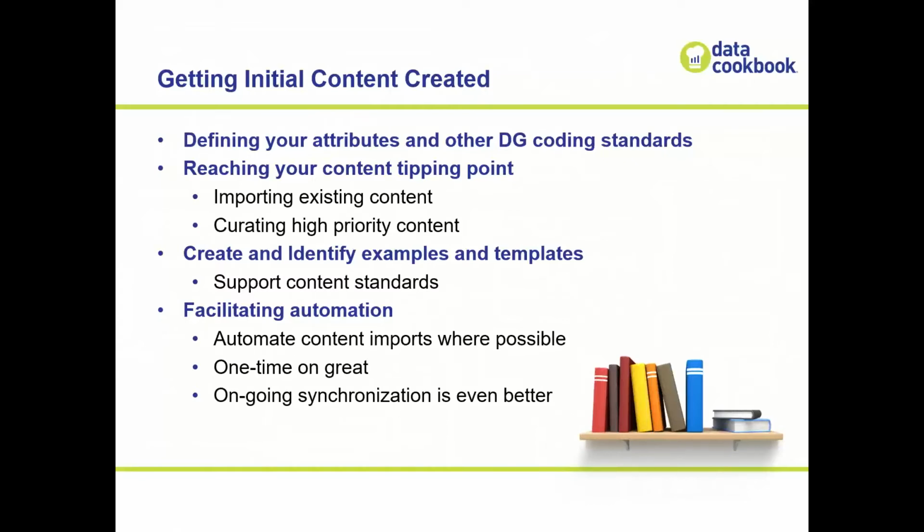And then try to reach what I call a content tipping point, to import existing content, create some high priority, curate some high priority like reports or whatever, to generate a certain amount of content that when you're asking other people to come in and author or review things, they're not staring at an empty slate, that they've got enough content there that they feel like they're contributing to something that is already great instead of starting from scratch.